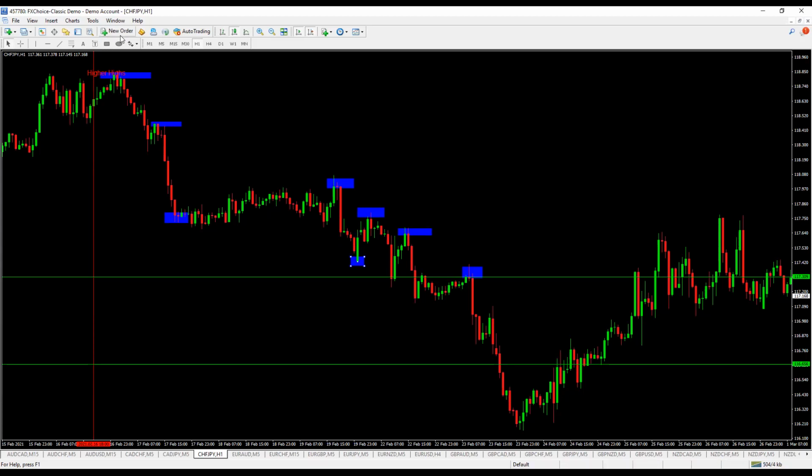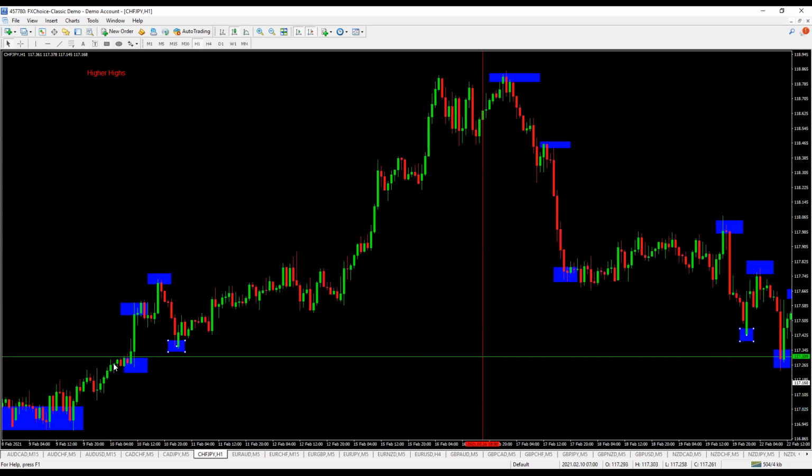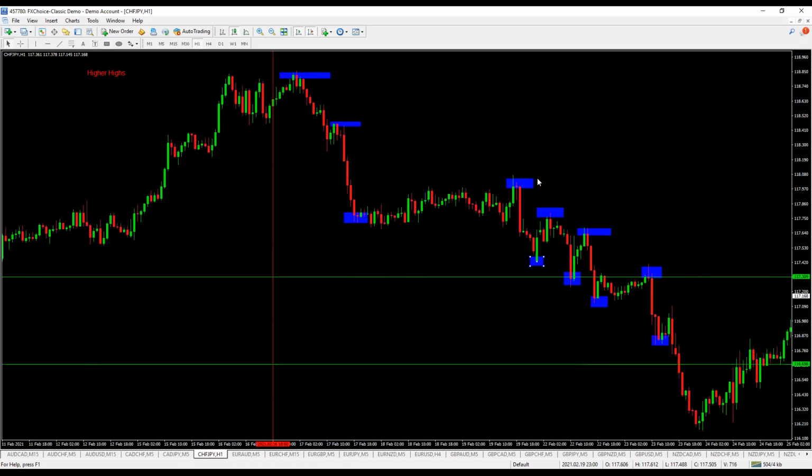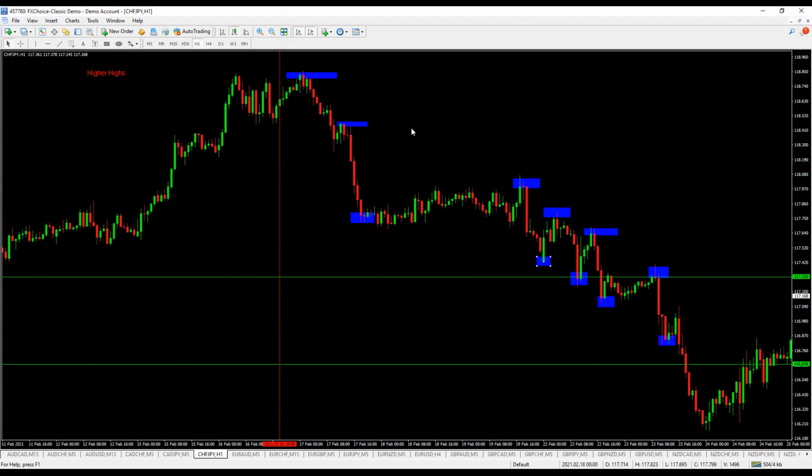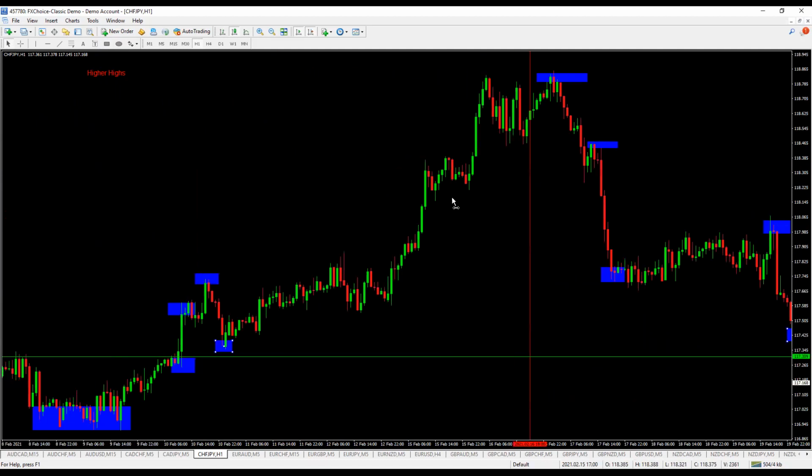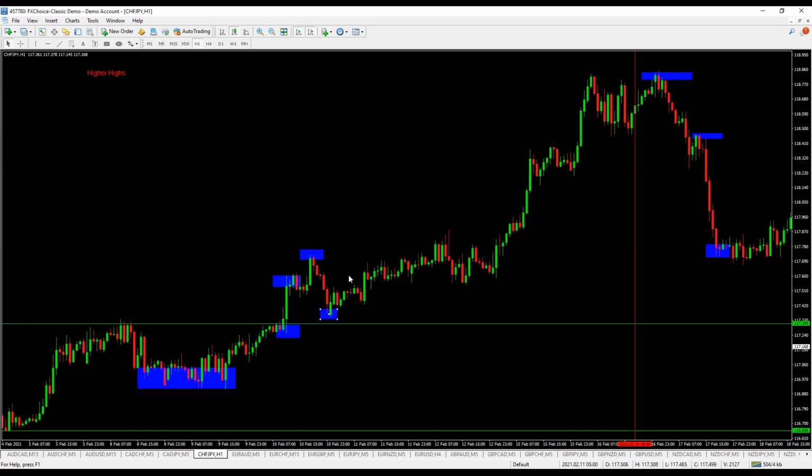So you got those lower lows, lower lows, lower lows. You guys see that? Lower lows. So higher highs and higher lows, lower highs and lower lows. This is the formation of a downtrend. This is the formation of an uptrend.